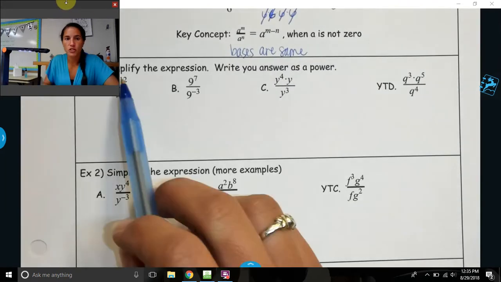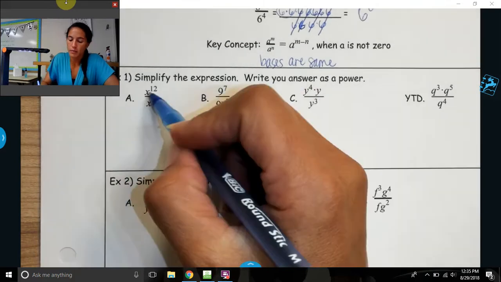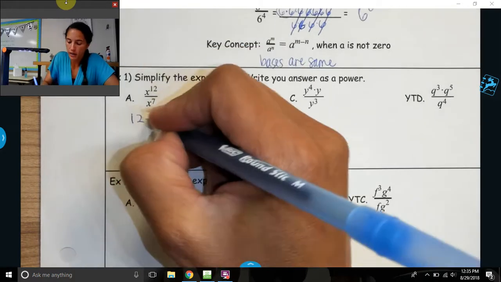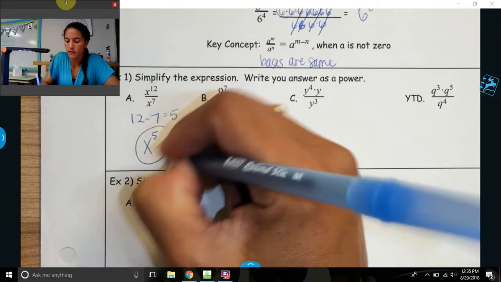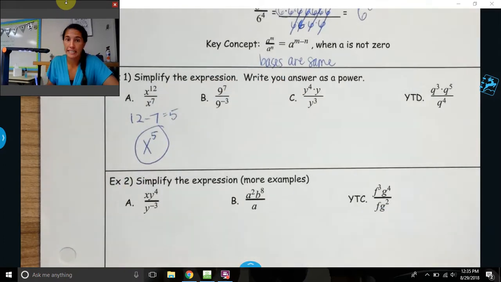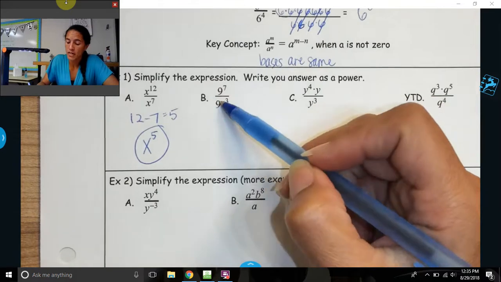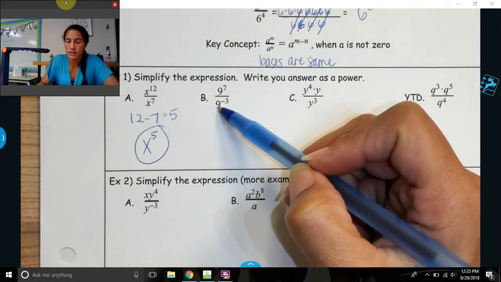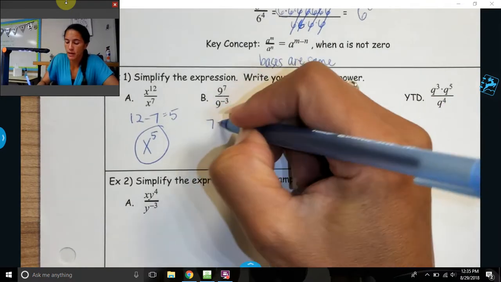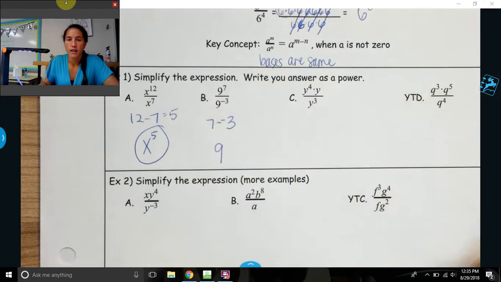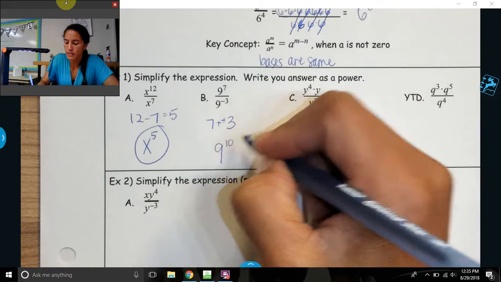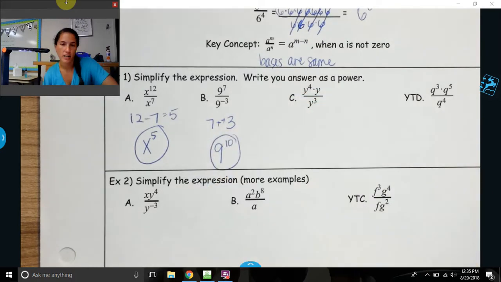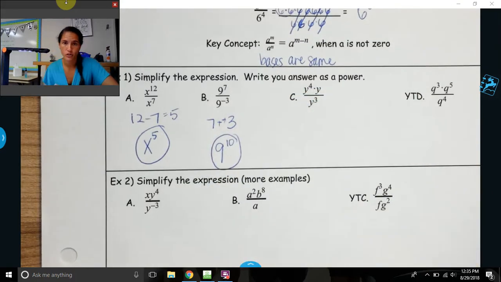x to the 12th over x to the 7th. So again, my bases are the same, so I can subtract 12 minus 7. That's 5. So my answer is x to the 5th. And yes, it's that simple right now. Letter B, my 9s, the bases are the same, so I'm going to subtract 7 minus negative 3. And yes, minus negative is going to be plus the positive, so 9 to the 10th power. I do not expect you to calculate 9 to the 10th power. We're just going to write it as a power.